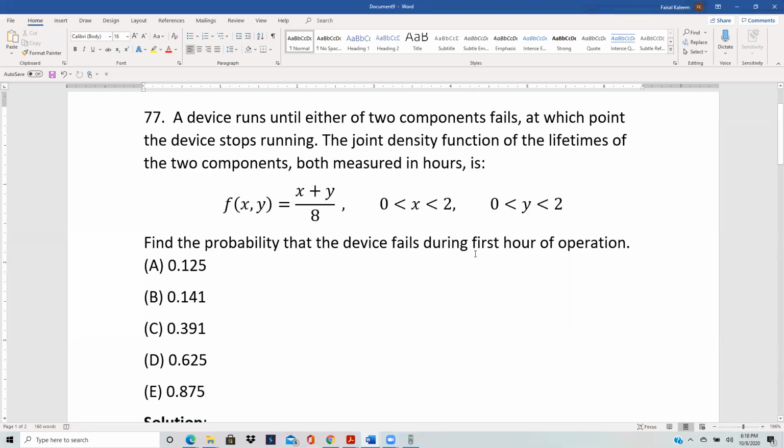A device runs until either of two components fail, at which point the device stops running. The joint density function of the lifetimes of the two components is given here. Find the probability that the device fails during the first hour of operation.